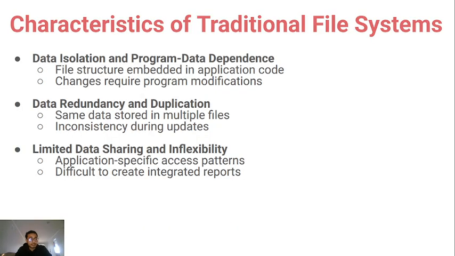Okay, so the next one is limited data sharing and inflexibility. Traditional file systems are designed for specific applications with predetermined access patterns. They lack the flexibility to support ad hoc queries or new access requirements without significant programming effort. Data sharing between different applications is difficult because the files are application specific. If management suddenly needs a report combining data from multiple applications, developers must write new programs to extract and merge data from different files, which is a time-consuming and error-prone process.